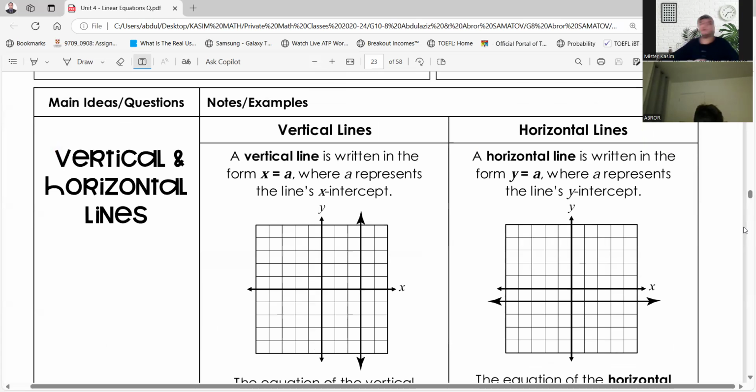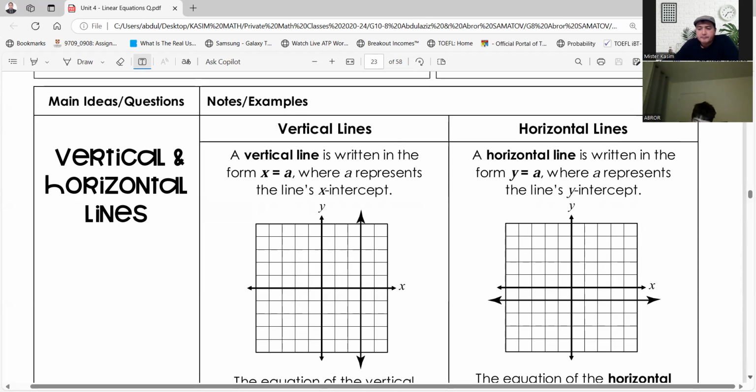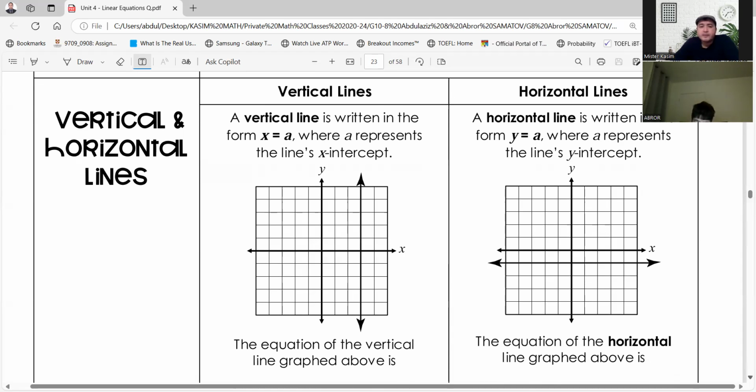Okay, Abror, now we will see two special lines. One is the vertical line and the other one is the horizontal line, and we will see their equations. They are very simple equations, yet sometimes students get confused. Okay, read the first one. What is the equation of the vertical line? A vertical line is written in the form x equals a, where a represents the line's x-intercept.